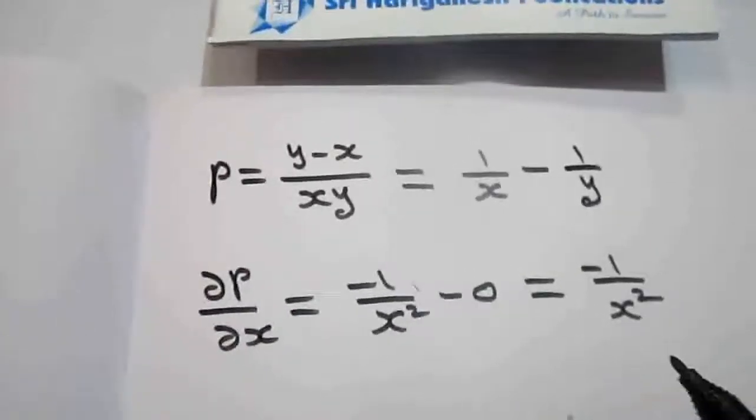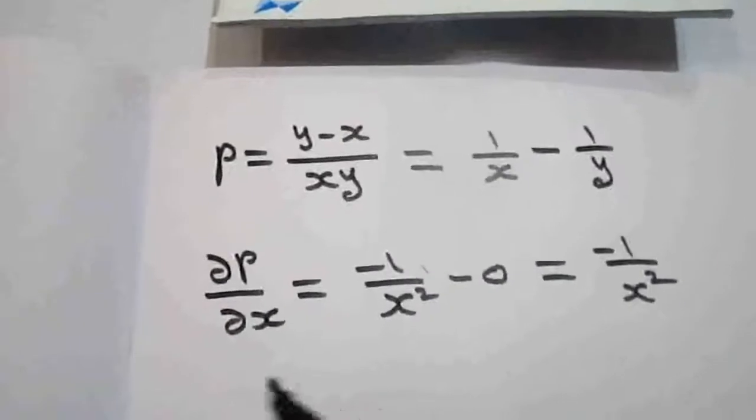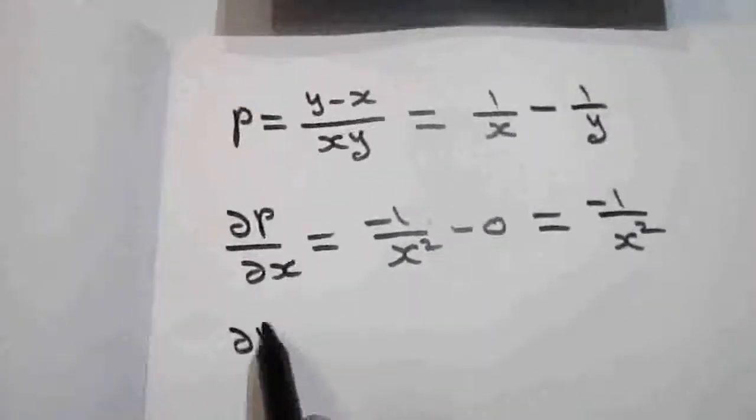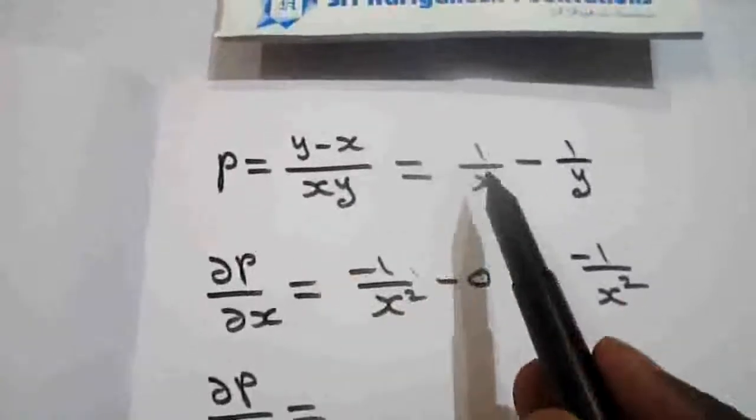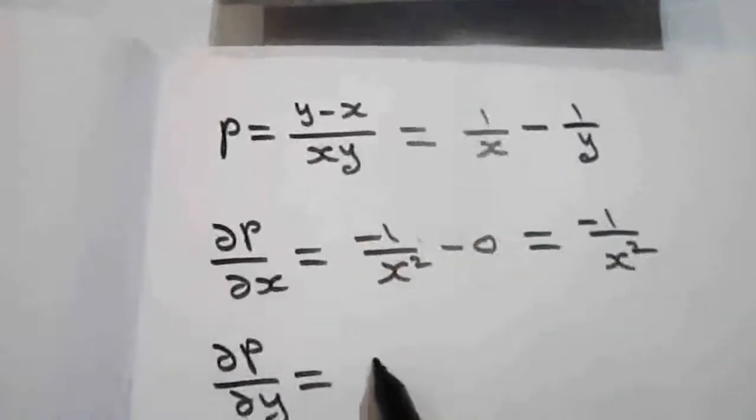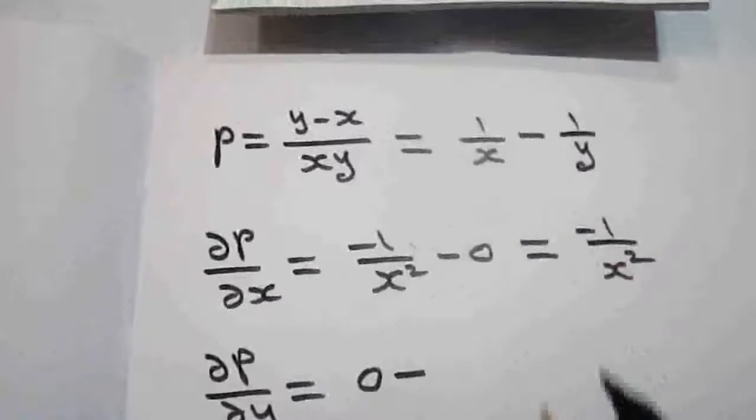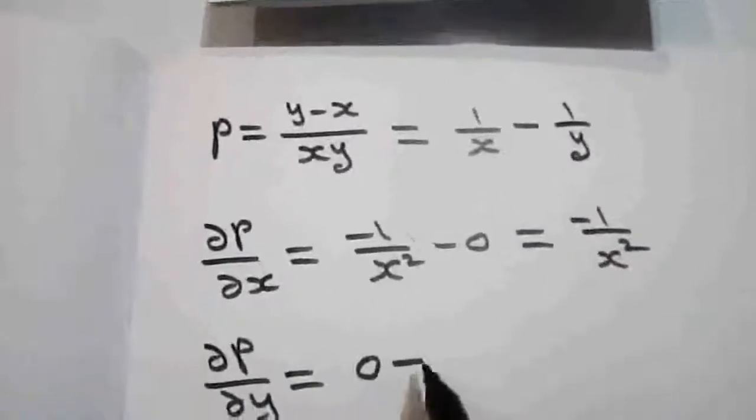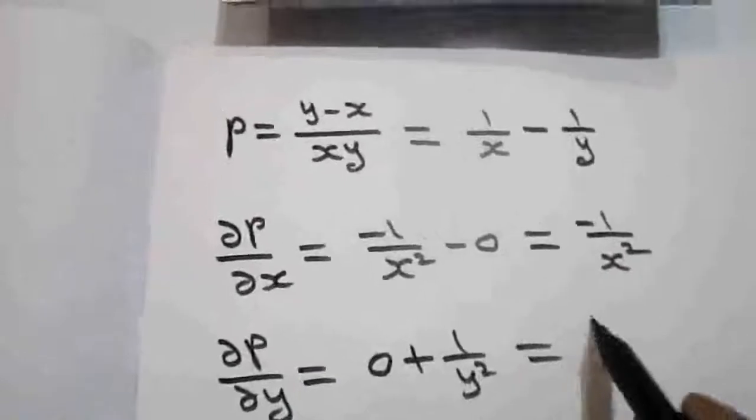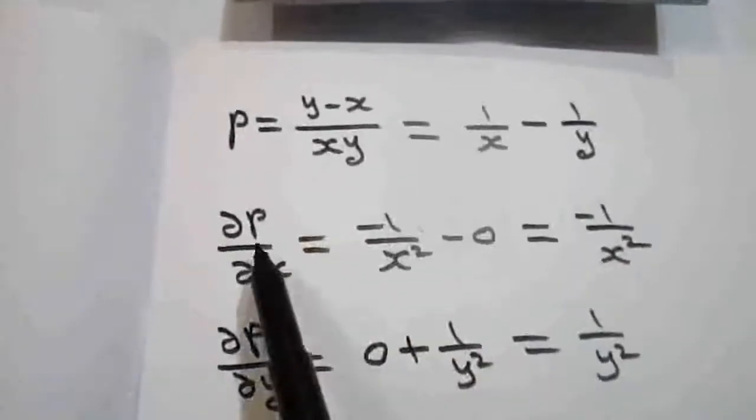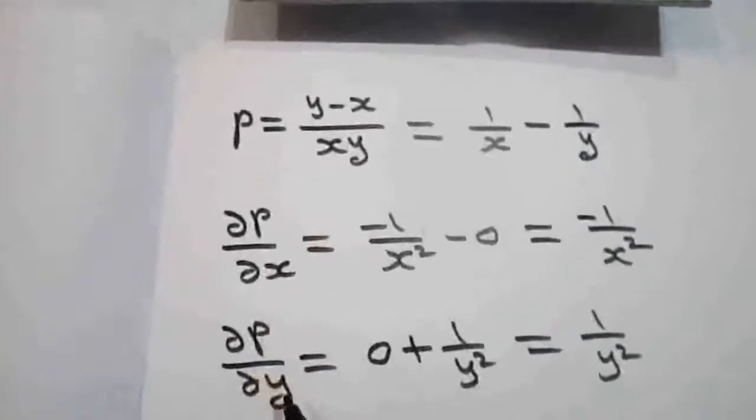Next I am going to differentiate with respect to y. So dou p by dou y. Now with respect to y, this is 0 minus 1 by y differential, minus 1 by y square, minus of minus, plus 1 by y square. So which is 1 by y square. So from p we found dou p by dou x and dou p by dou y.